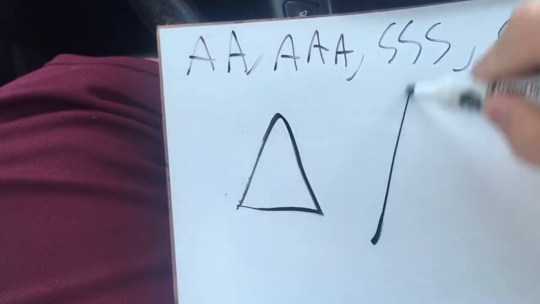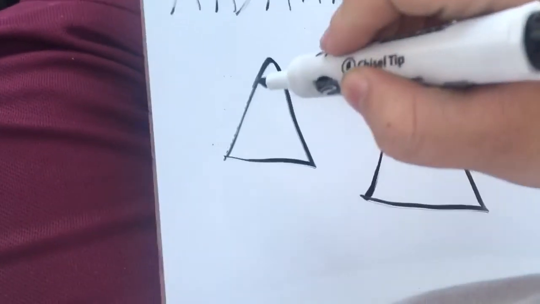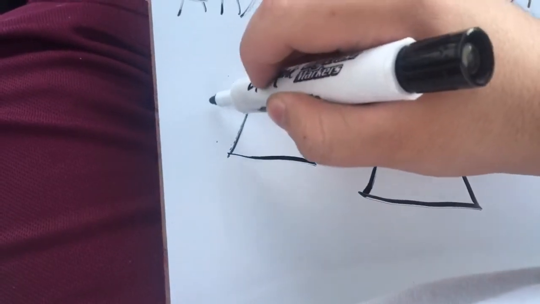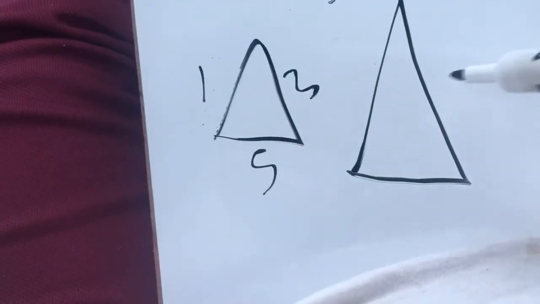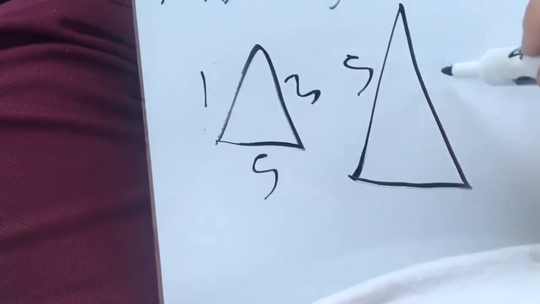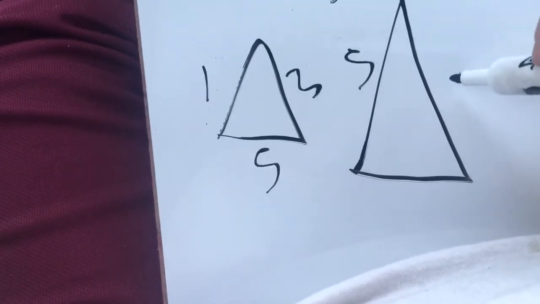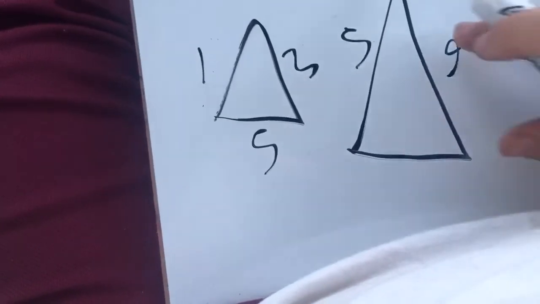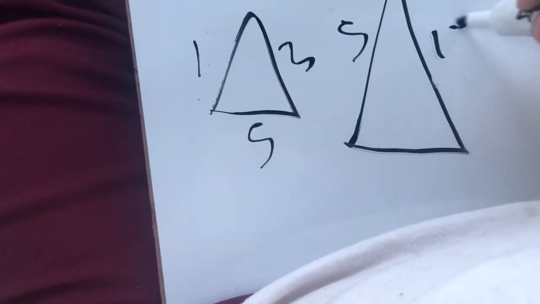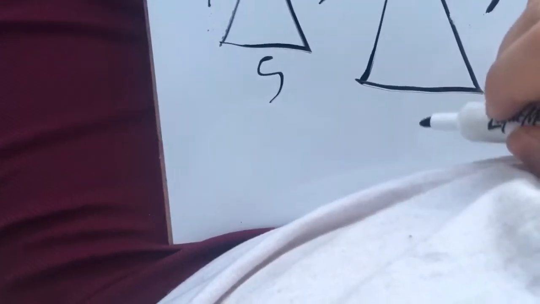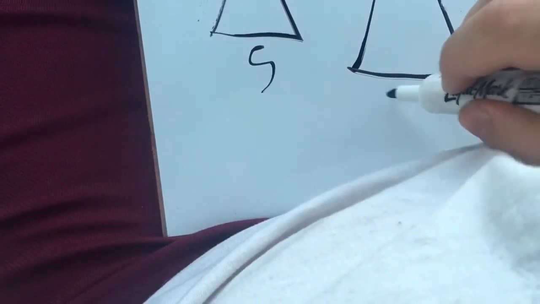Now, let's go to the side postulate. Let's say I have two triangles. I have this length is 1, this length is 3, and this length is 5. And let's say this length is 5, this length is 15, and this length is 25.